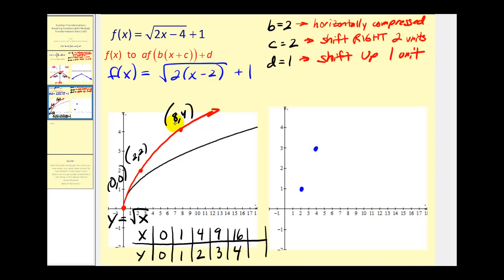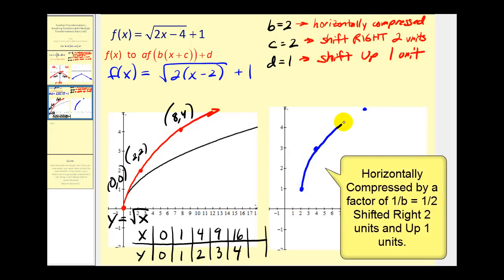If we add 2 to the 8, we'd have 10, comma. Add 1 to the 4, we'd have 5. 10, 5. And then we'll make a nice graph through these 3 points. It looks something like that. This graph has been horizontally compressed, shifted right 2 units, and also up 1 unit.